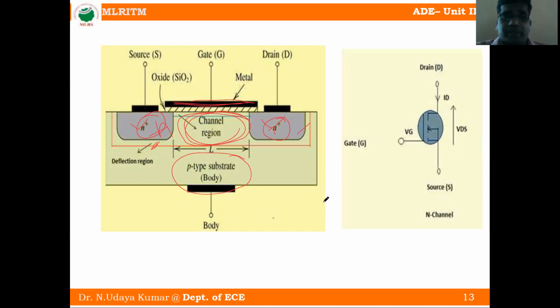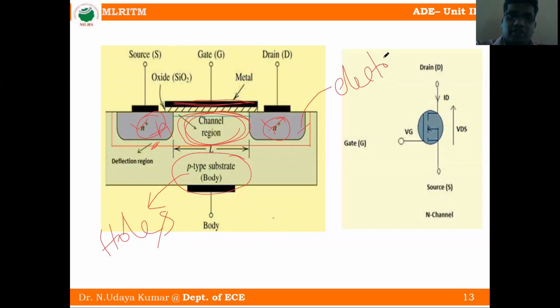So in a P-type material, what are the majority charge carriers? P-type is nothing but positive. Positive is nothing but holes. Holes are the majority charge carriers in P-type. What are the majority charge carriers in N-type? N means negative. Negative means electrons. Electrons are the majority charge carriers. Okay.